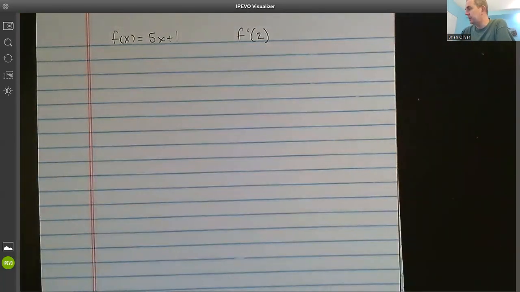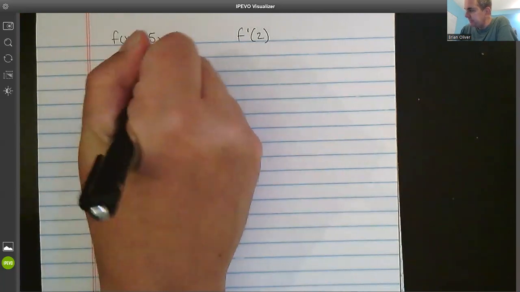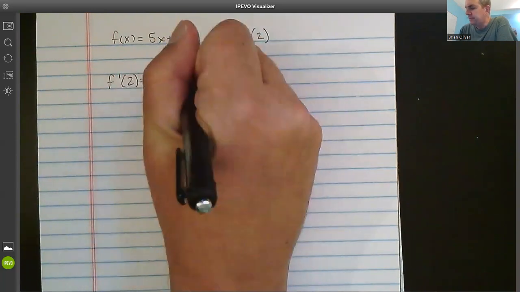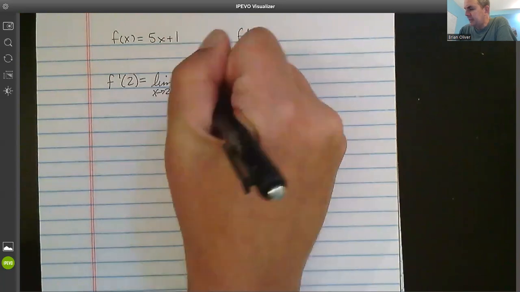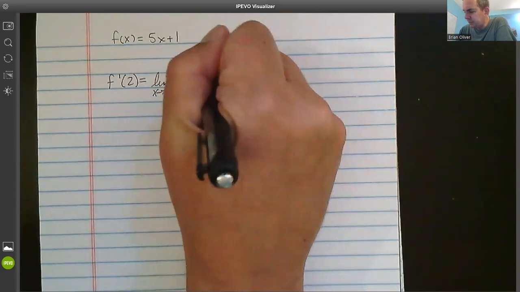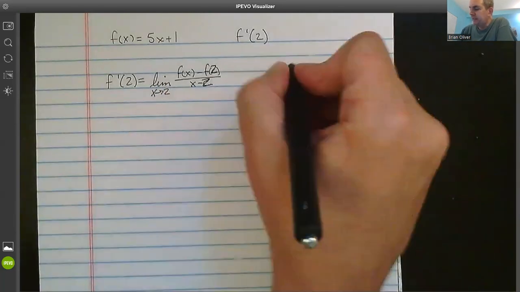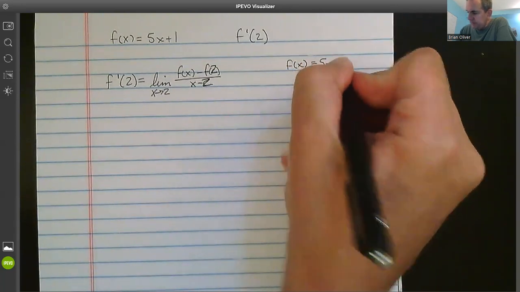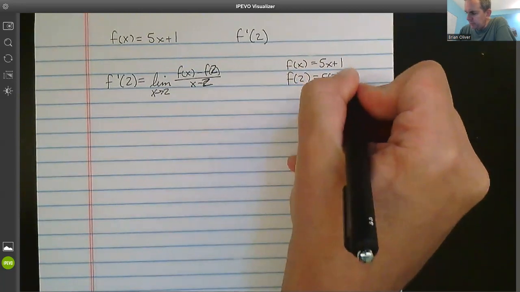So again, when I look at this, I'm looking at f prime of 2, which is going to equal the limit as x approaches 2 of f of x minus f of c, and that whole thing is divided by x minus c. In this case, all those c's are 2. So that's a 2, and that's a 2. And I'm going to say f of x equals 5x plus 1. f of 2 is going to equal 5 times 2 plus 1, which is 11.